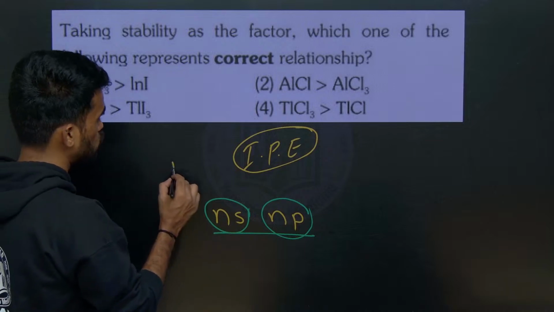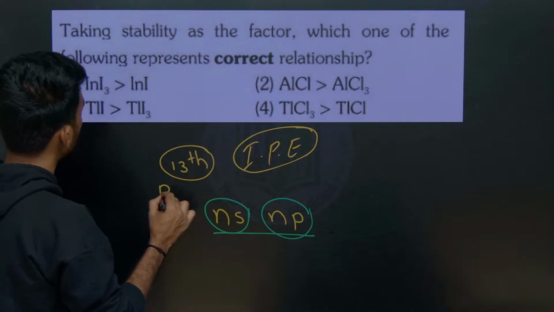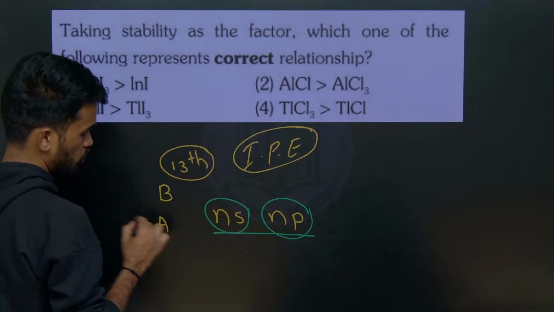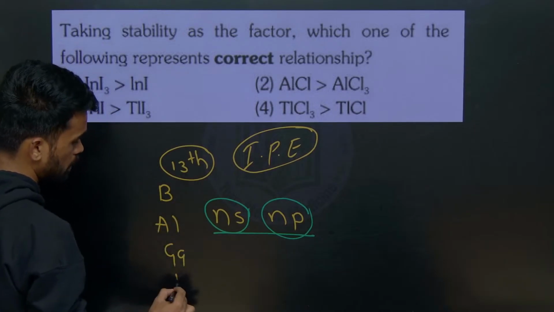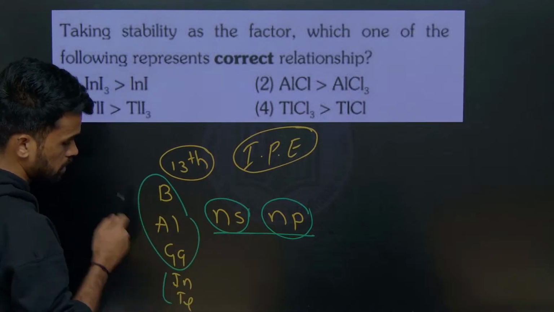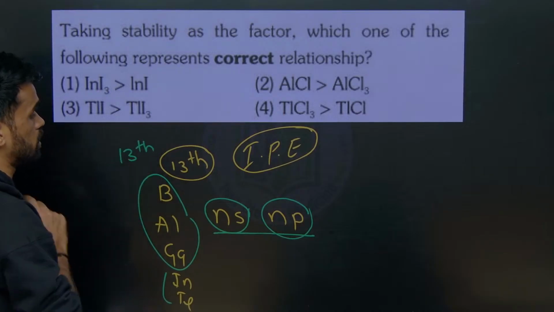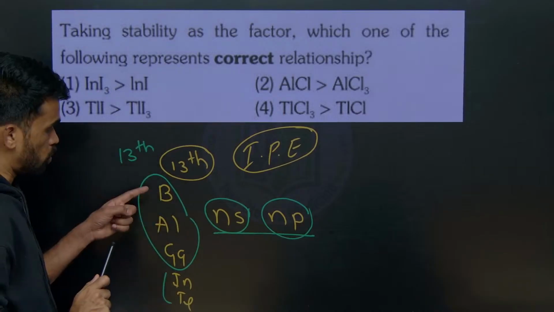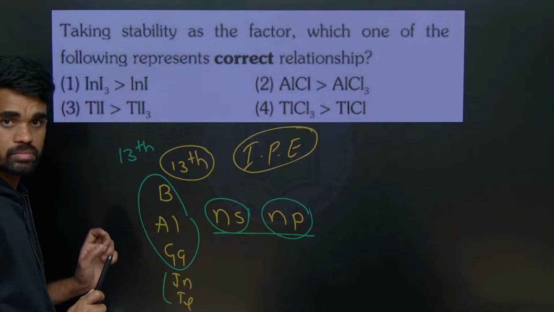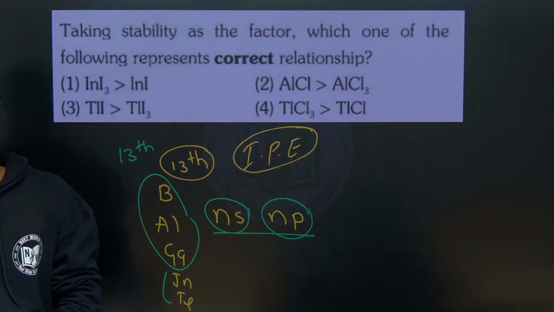Let us say 13th group elements. What are the elements? We have boron, aluminium, gallium, indium, thallium. You can remember it as "Bagh it", the code word for the 13th group elements: boron, aluminium, gallium, indium, thallium.